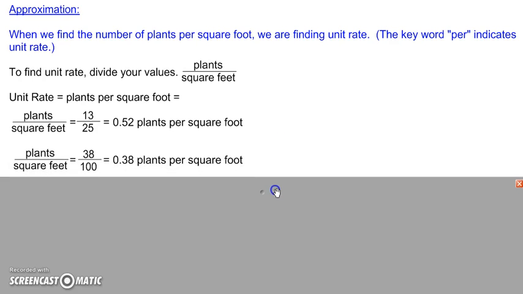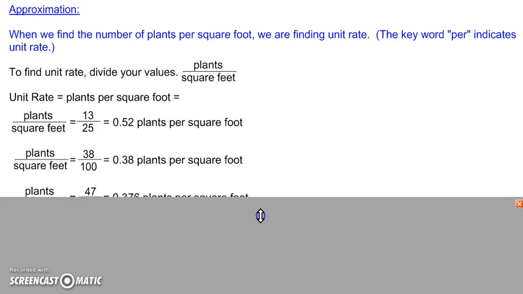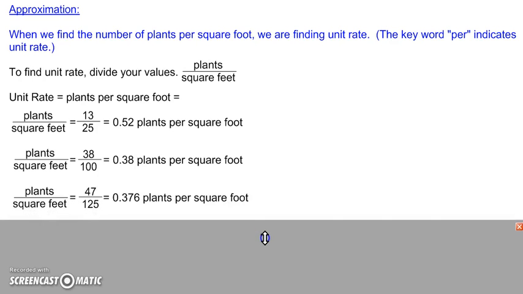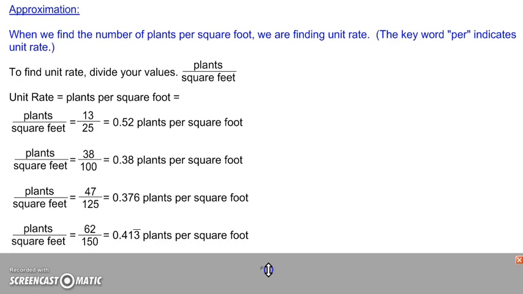So we take next 38 divided by 100 and we get 0.38 plants per square foot for the second section. For the third section, we take 47 divided by 125 and we get 0.376 plants per square foot. And then in the last section, 62 divided by 150 gives us 0.413 repeating plants per square foot.